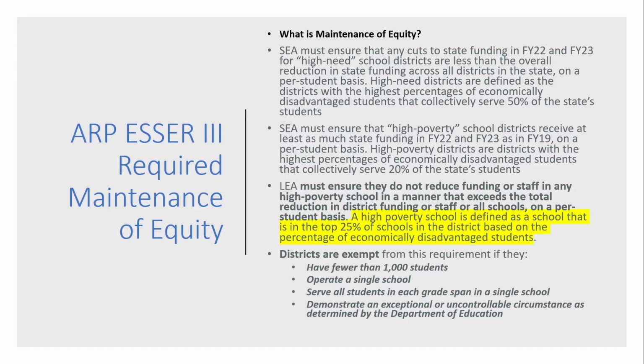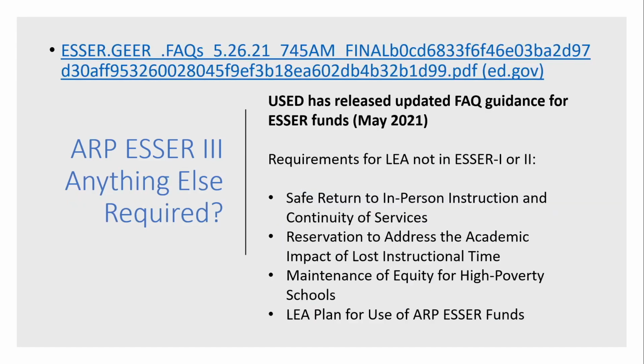So I'm gonna keep going. Yeah. So another requirement for ESSER III, that was not a part of ESSER I and ESSER II, is that we do have the safe return to in-person instruction and continuity of services, that there's a reservation to address the academic impact of lost instructional time, and that maintenance of equity for high poverty schools, that's what we just discussed, and that there's a plan for use of the ARP, which is ESSER III funds.